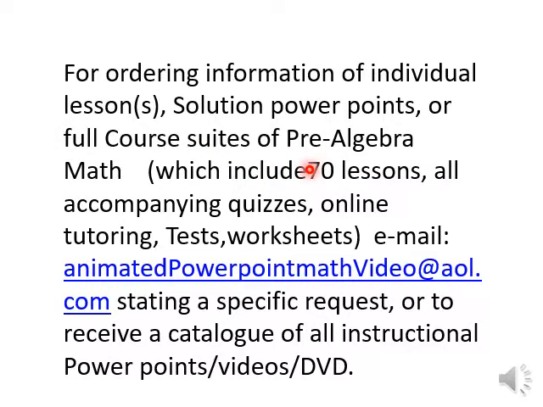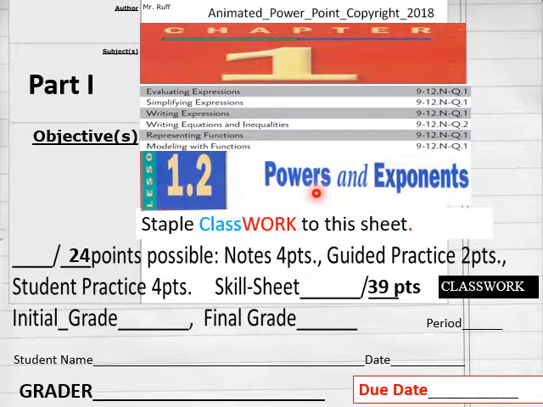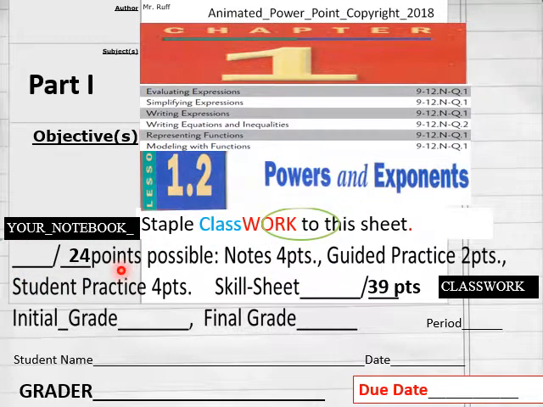Hello everybody, we're getting ready to do lesson 1.2 for pre-algebra math today. For today's lesson, it's going to be about powers and exponents. You got 24 points on your notebook, and 39 points on your classwork sheet. Have that out in front of you.